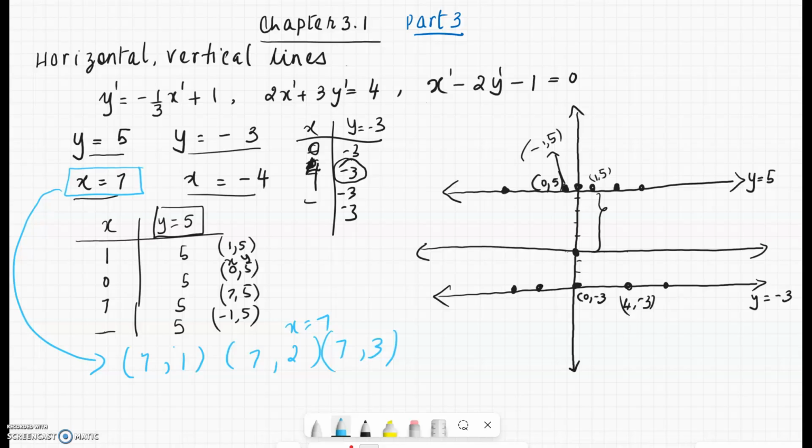Now let's see what that looks like. 1, 2, 3, 4, 5, 6, 7. That's x equals 7. And any point that has x equals 7 is going to sit on this line. This, for example, is the point 7, 2. The height is 2, y is 2, x is still 7 because it passes through this.